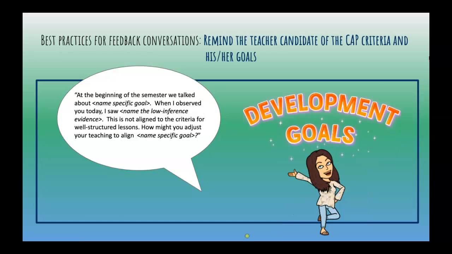The second practice is to remind the teacher candidate of the CAP criteria and his or her goal. For example, at the beginning of the semester, we established a goal of developing engaging activities. When I observed you today, I saw that the students were initially engaged in the activity, but toward the middle of the lesson, they seemed distracted and off task. The criteria in the CAP is to develop well-structured lessons with challenging, measurable objectives and appropriate student engagement strategies, pacing, sequence, activities, materials, resources, technologies, and grouping. How might you adjust your teaching so that your students are engaged in the lesson?